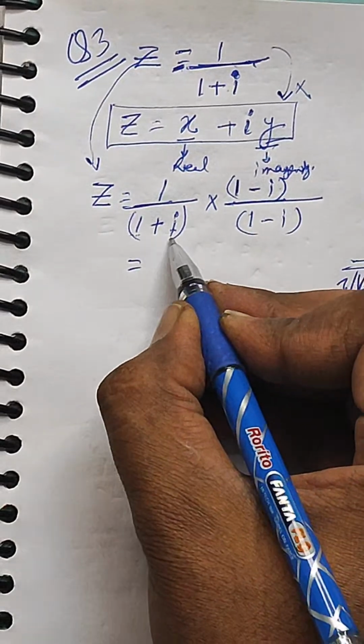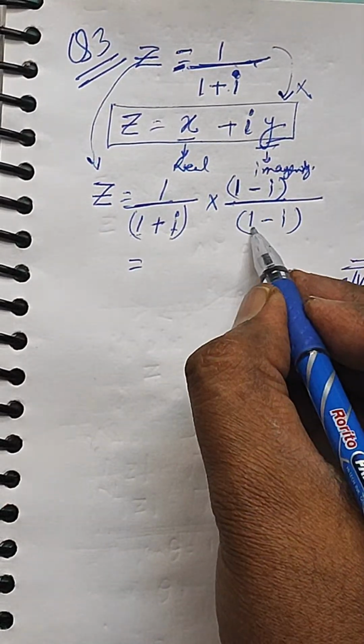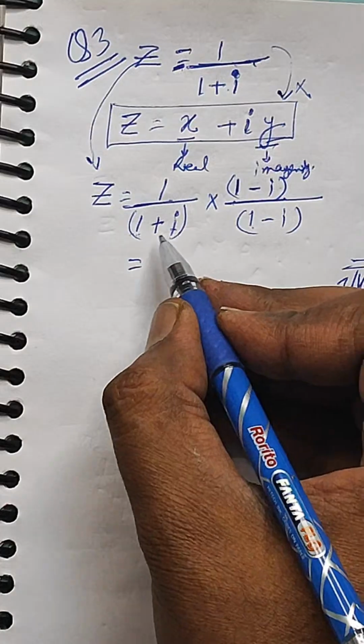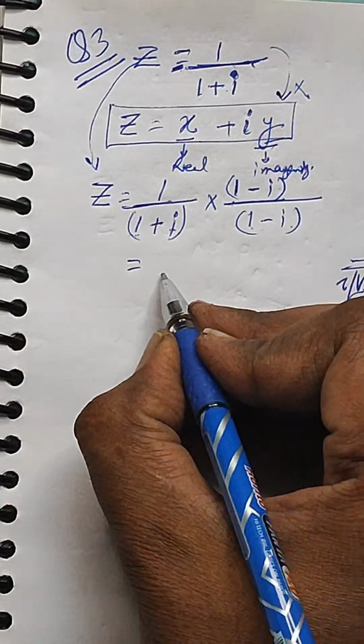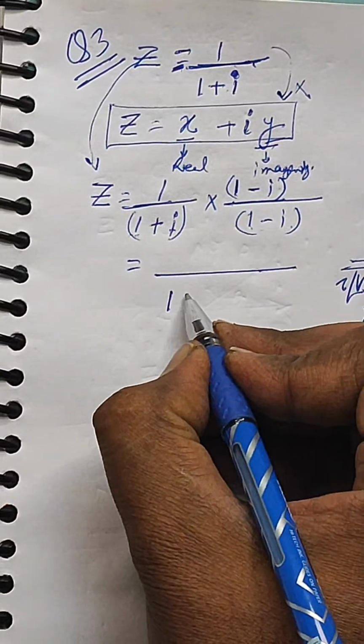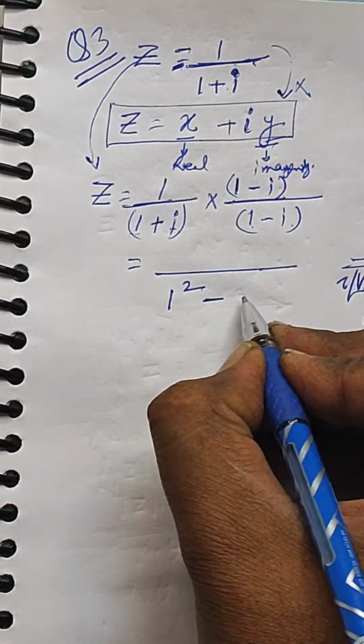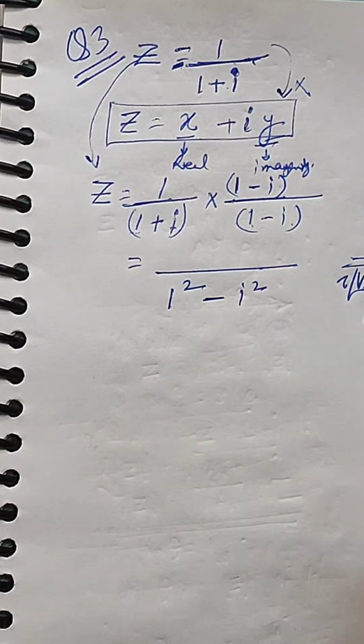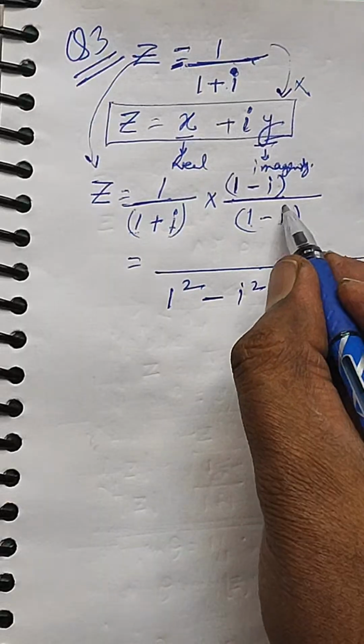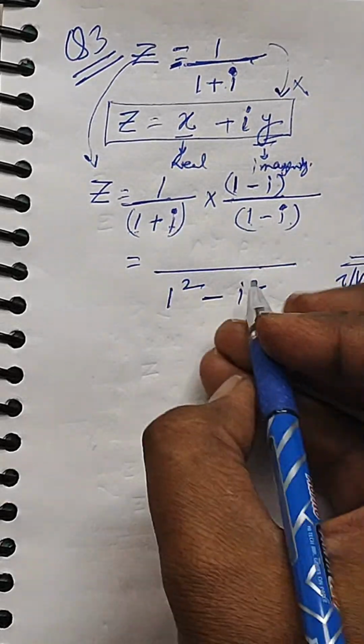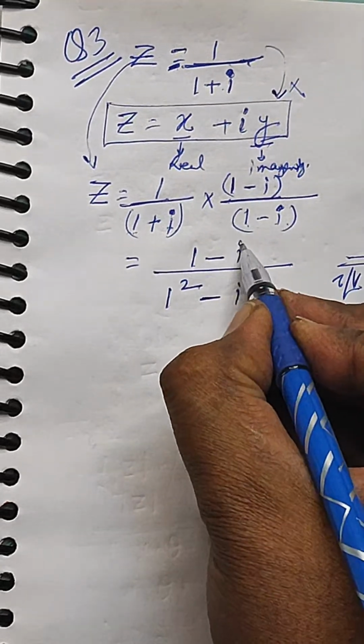Now what is the meaning of rationalizing? Because in the denominator we have a plus b and a minus b, so this will give you a square minus b square, right? Like this. b is i over here, right? This is b, and in the numerator we have 1 minus i.